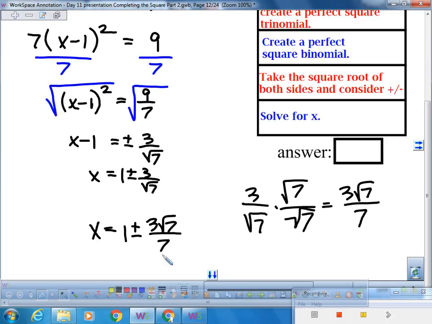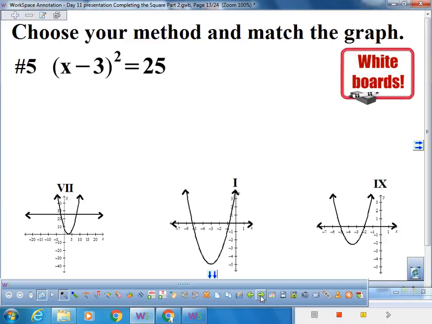Yes. Square root of 9 is 3. The whole purpose of this is not for you to do it every day. The whole purpose is for you to get exposure to it. Okay? Make sense? Okay. The only thing I want to show you is choose your method and match the graph. What method would you use for this one? Taking the square root of both sides, but which graph would match?